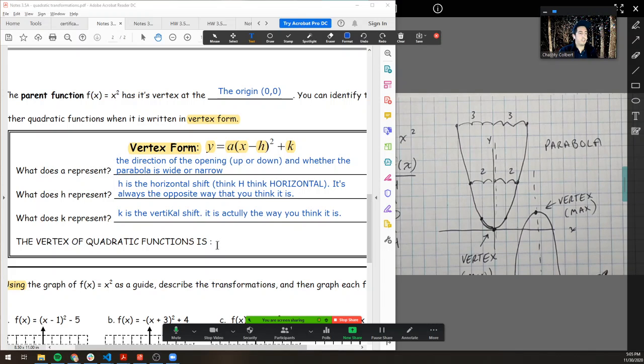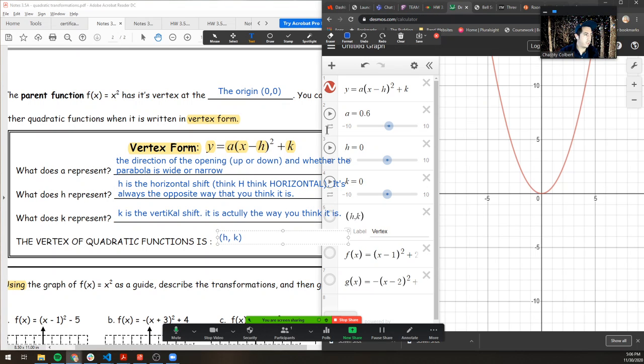And the vertex of the quadratic function is always going to be at (h, k), if you're looking at this form. So if I see anything in this form, then the vertex is easy to find. I just look at h comma k. Let's dive a little deeper into this, and I want to make it make even more sense. So Desmos. Desmos is a great way to look at this.